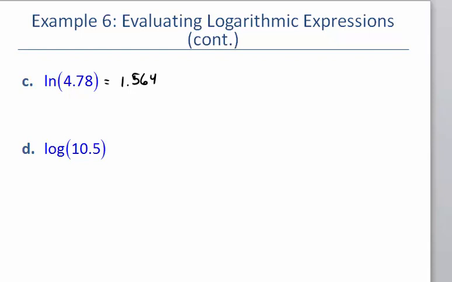Same thing down here. You should have a button on your calculator that says log. So you're going to type that button, and then you're going to, in parentheses, put 10.5, and you get 1.021. And again, please ask me if you are not able to get those done correctly on your calculator.